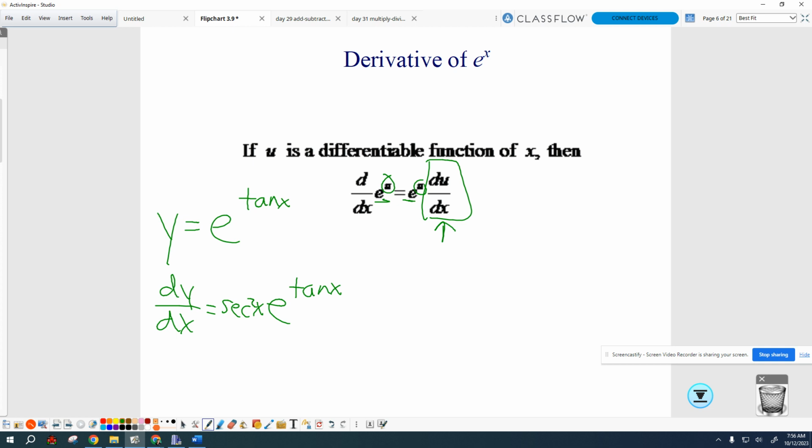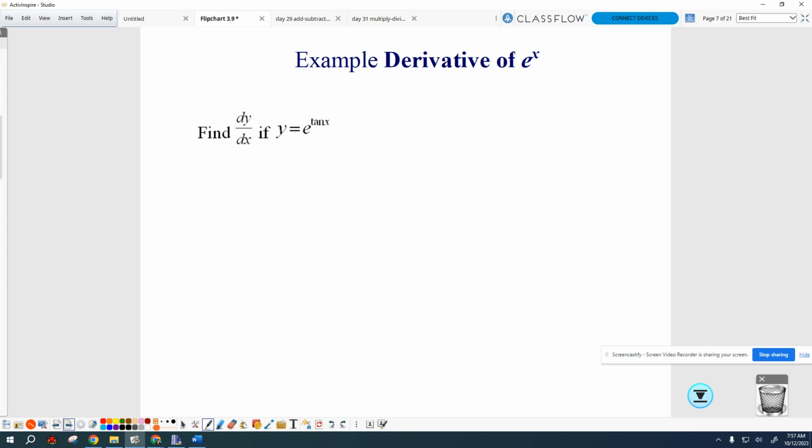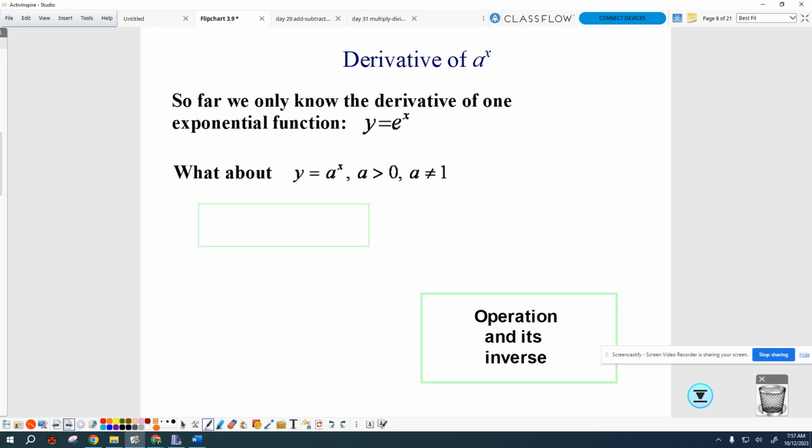Okay, so that's what this notation means, it's the chain rule. And that's the problem you just did.